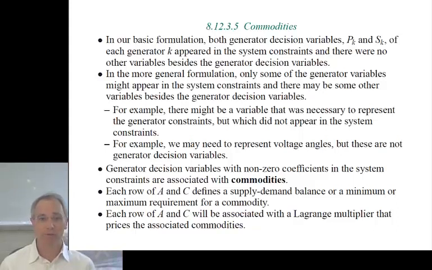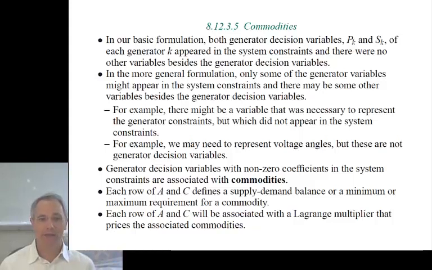There could be a variable to represent the generator constraints, but it didn't appear in the system constraints. On the other hand, we might need to represent voltage angles, but these are not generator decision variables. So generator decision variables that appear with non-zero coefficients in the corresponding entries of the system constraints are associated with commodities. Each row of A, each row of C defines a supply-demand balance or a minimum or maximum requirement for a commodity.